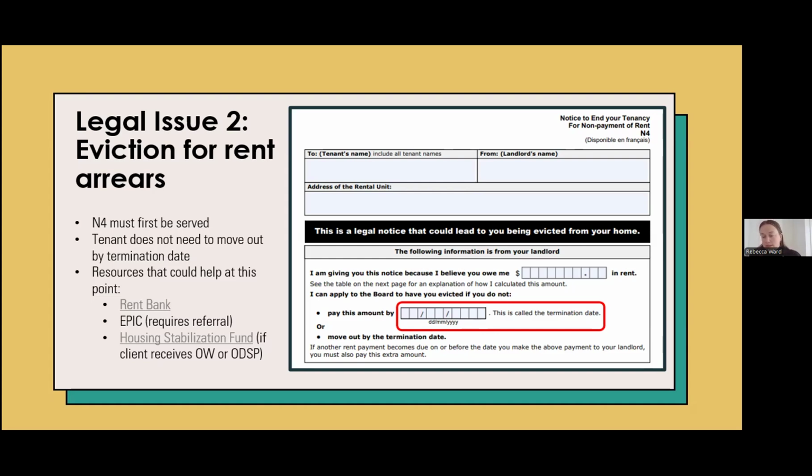So if a client is receiving their full OW or ODSP benefit themselves, and they are the one responsible for paying it to the landlord, that process would stop if they receive HSF. They need to give up their claim to the portion of rent that's their shelter allowance, and that will now be dealt with directly between the landlord and ODSP or OW. And for some people, that's not worth it. They don't want to give up that level of autonomy and control over their finances.